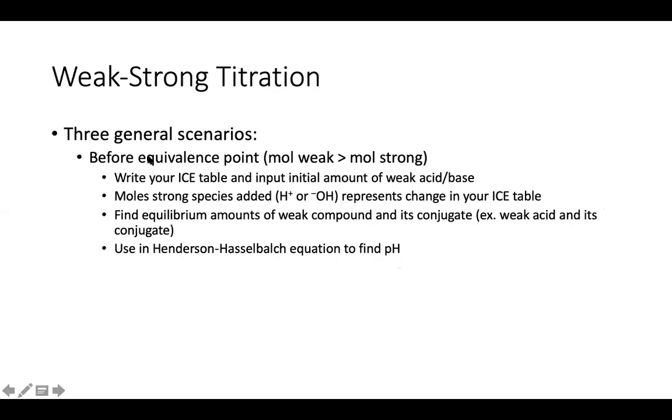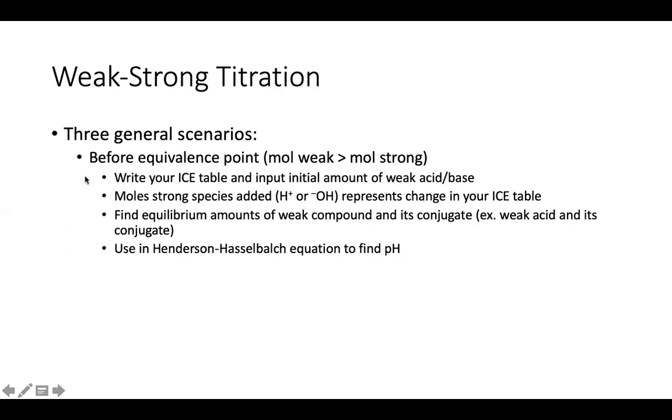Okay, so our first scenario is before the equivalence point. And you are before the equivalence point anytime you have more moles of your weak acid or base, right? It just depends on the situation. They could give you either. If you have more moles of that weak species than you have moles of the strong species, okay? So if you have more moles of weak than strong, it's automatically before the equivalence point, and these steps can help you get the answer every time. Okay, it's really just understanding what I'm trying to say through these steps.